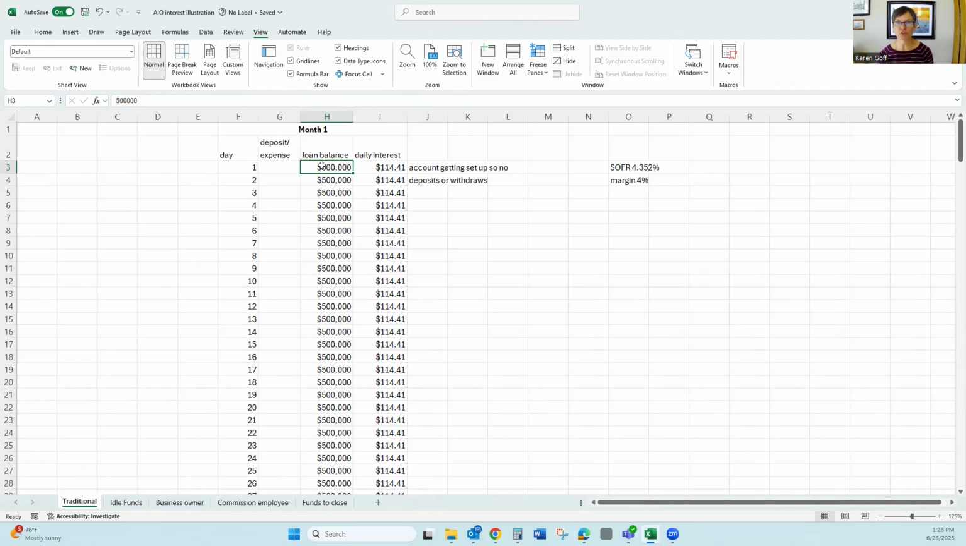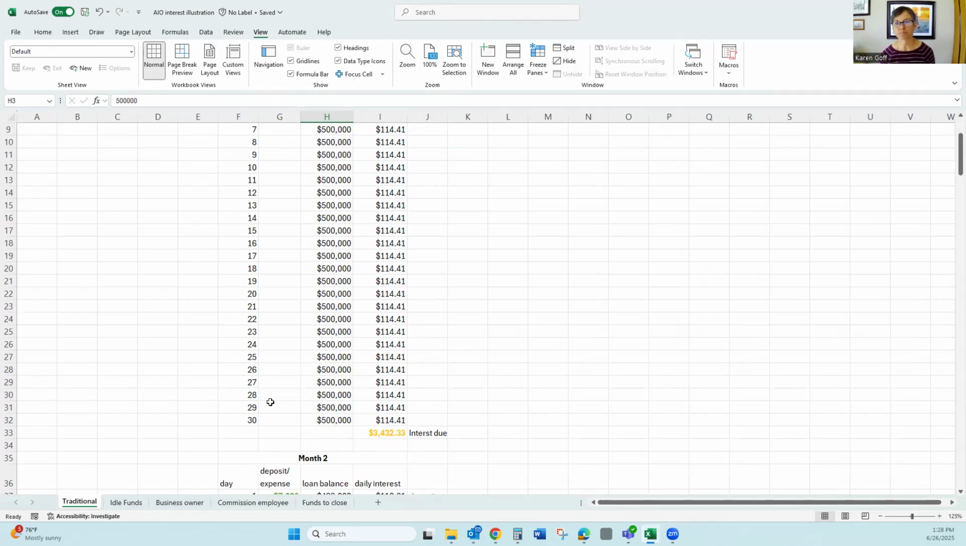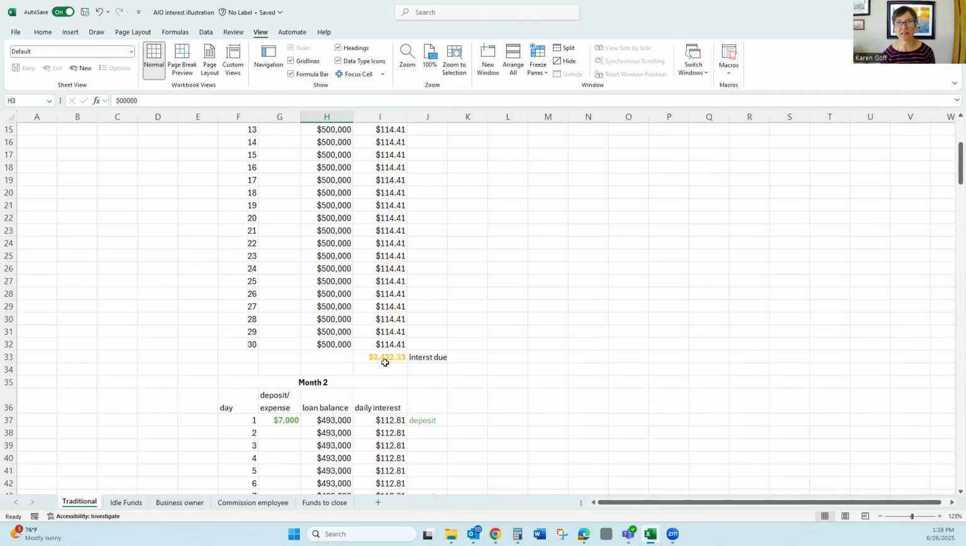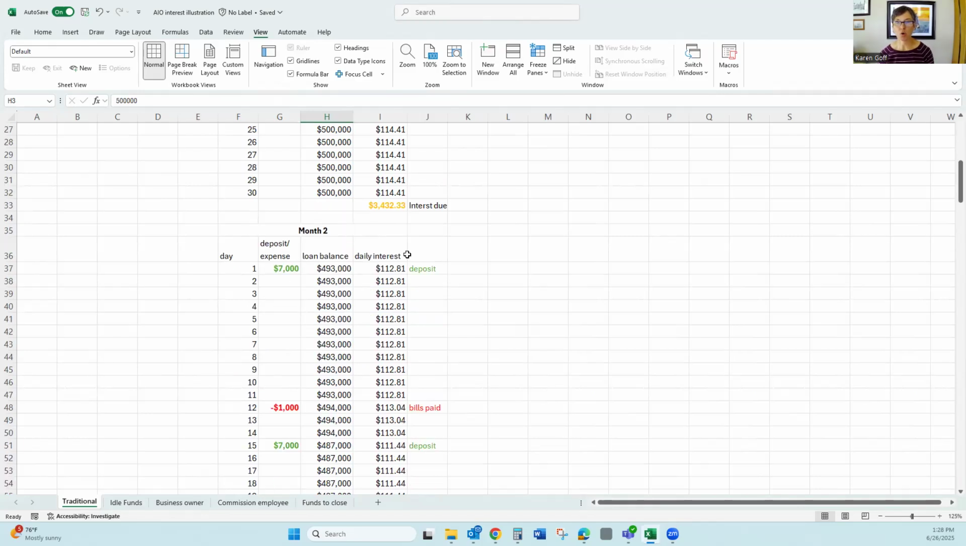So in month 1, for sure, you're always going to have that first month just being the loan balance with the accruing interest. So at the end of that month, all those daily interest charges are calculated and you have a total interest due. Now again, in this example, we're saying we're set up by month 2. In this case, they net their check deposit each month. On the 1st and 15th, they are depositing $7,000 a month. Just kept it a round number for convenience.